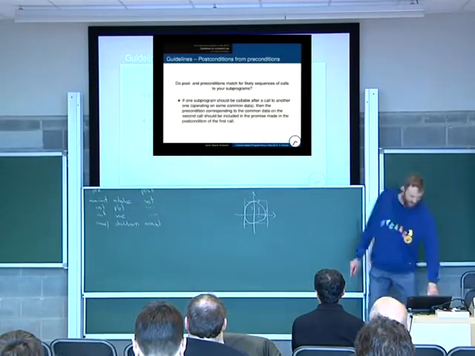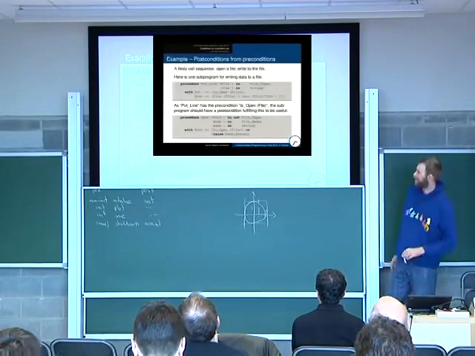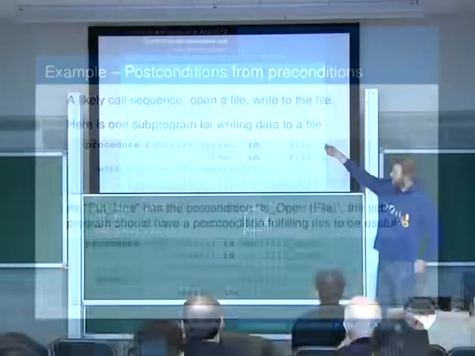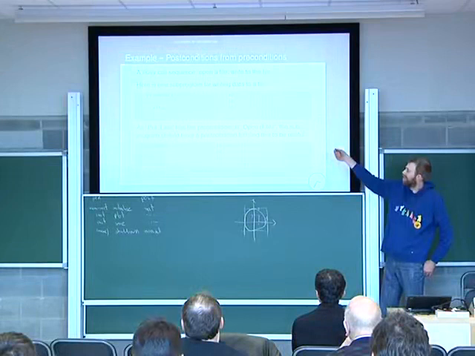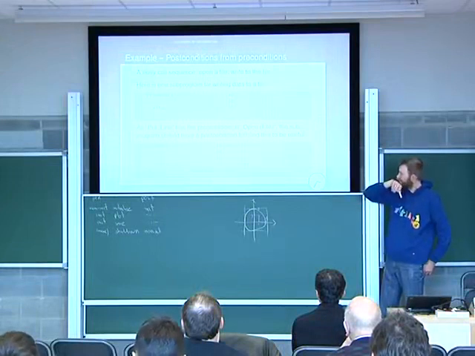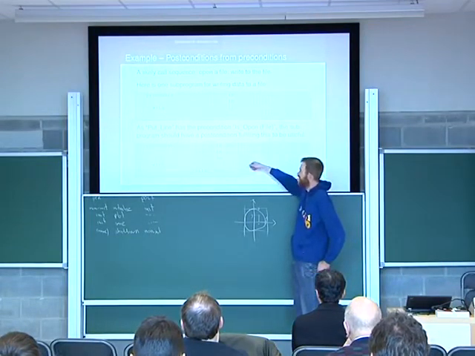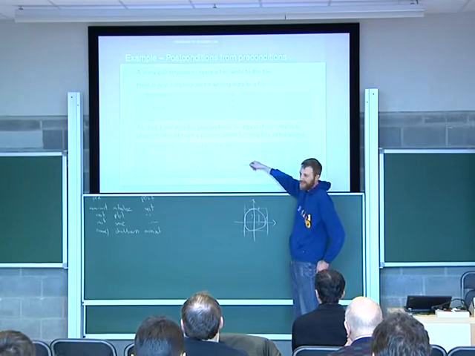Sorry, I do have slides also. That's a different example. Here we have another call sequence that's open a file, write to a file, occasionally writing, close a file. That should actually be the last one. Then it will take more than one slide. So we say, put line has a precondition that the file should be open. Well, that means that open should have a postcondition the file is open. And that makes sense. We want that.